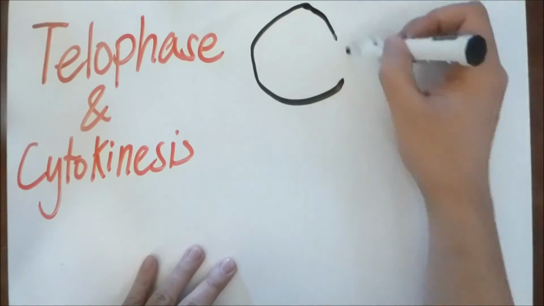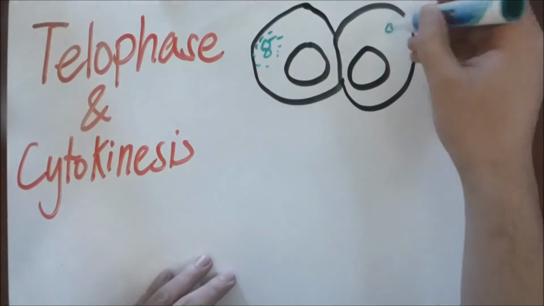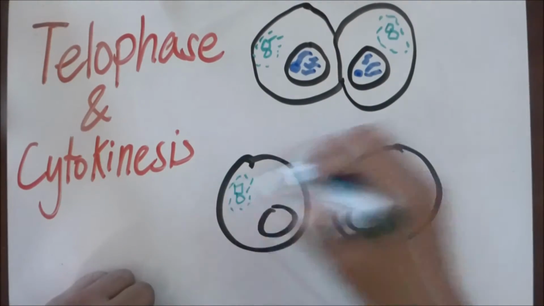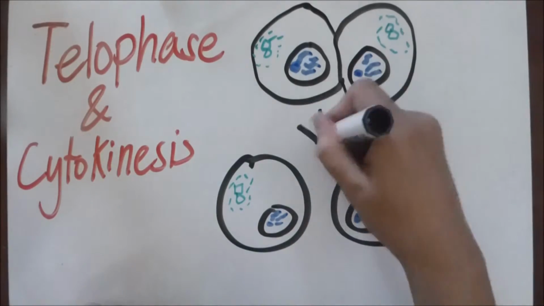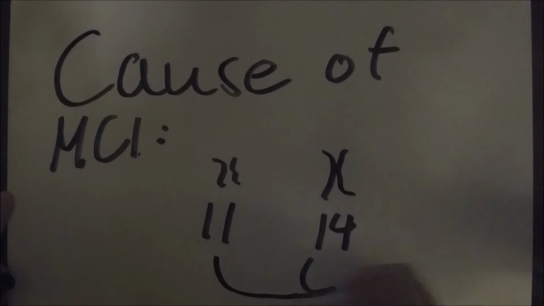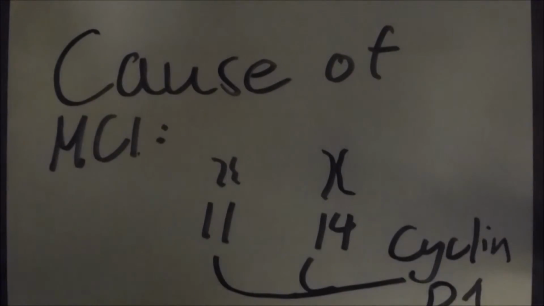In telophase and cytokinesis, the poles are pulling away from each other, forming the cleavage furrow. The two daughter cells form shortly after the end of mitosis. The cause of MCL is due to cyclin D1 on chromosomes 11 and 14. Cyclin D1 is overexpressed, causing a large accumulation of MCL cells.